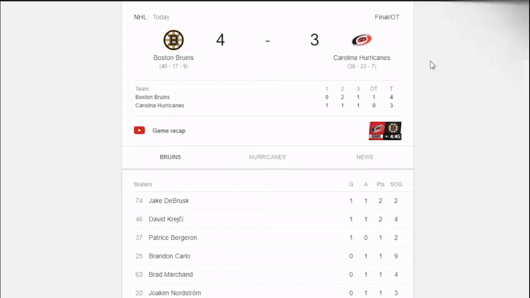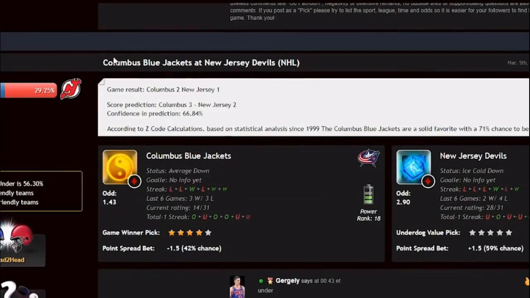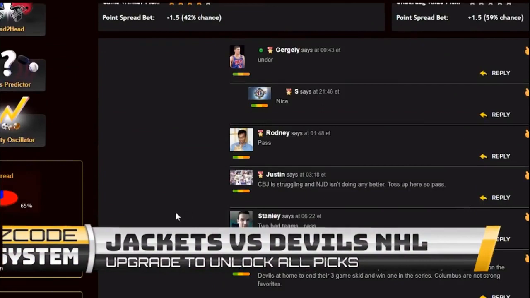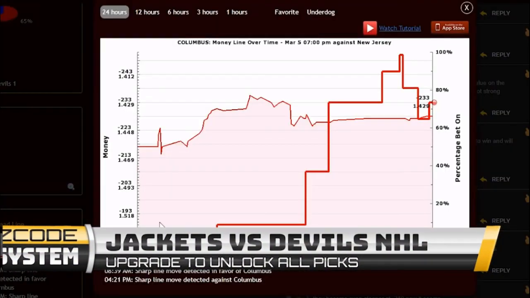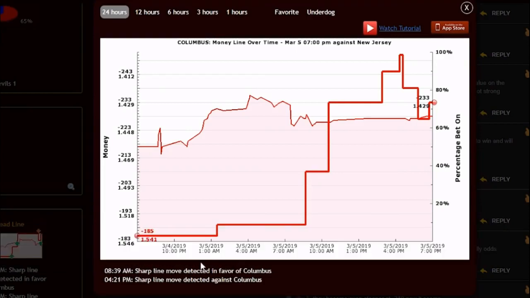So this was a perfect cold read. The next game today is the Columbus Blue Jackets against the New Jersey Devils. Again, I have no information about this game in question. Imagine I've never heard of these teams and their results. I just jumped straight into the money line movements.